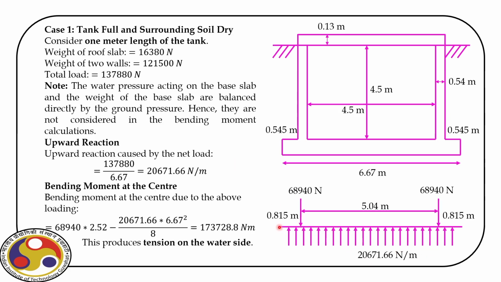We have a base width of 6.67 meter, which is supported by two walls, and we have a pressure coming from the bottom. So the maximum bending moment will be at the center, and that we can evaluate using this expression, and the value is 1,73,728 Newton meter. Now this value of bending moment is going to produce tension on the water side, obviously, because this is the inside of the tank. So if this pressure acts, it will bend inside, and obviously it will have tension in the inner side.